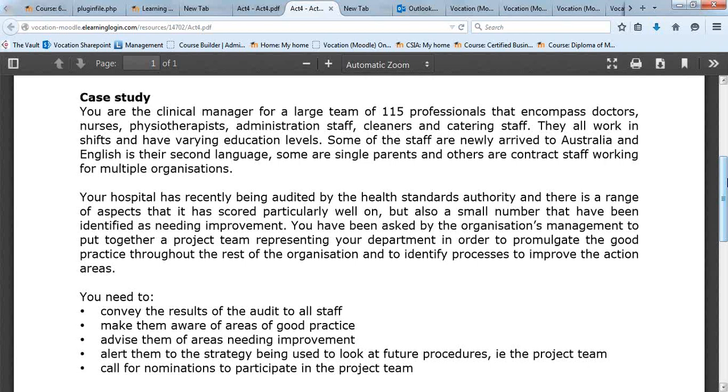So I would like to see, looking at the different types of team members, I'd like to have a look at the different educational levels and just the different backgrounds of people, and how you would choose to communicate that type of information.